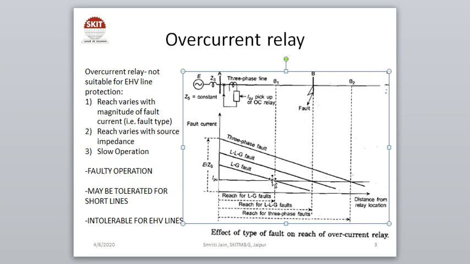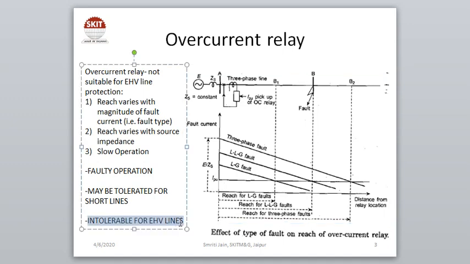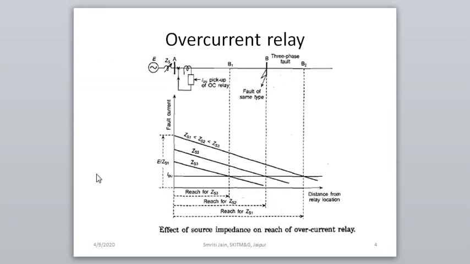For a line to ground fault, the reach is B1. For double line to ground fault, the reach is still B. And for three-phase fault, the reach extends from A to B2. This is not desirable for any longer line, that is EHV lines. This may be tolerated for shorter lines, but here it can't be accepted.